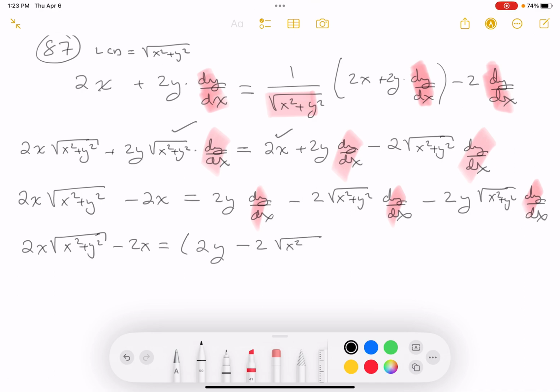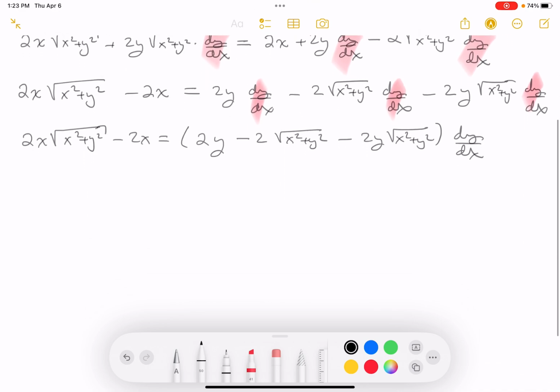Wow, x squared plus y squared, and then minus 2y times the root of x squared plus y squared, and then I get the dy/dx. All right. So what I'm going to do here is divide both sides by the coefficient on dy/dx. And again, what am I trying to do? I'm trying to solve for this over here.